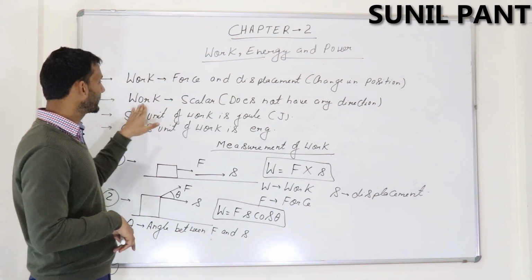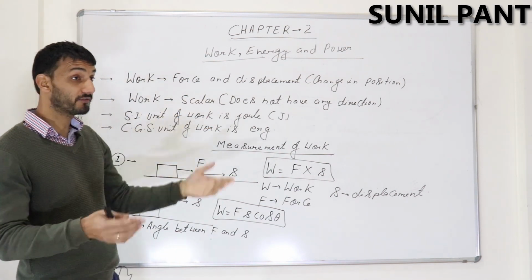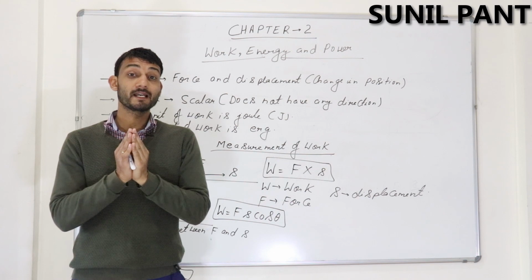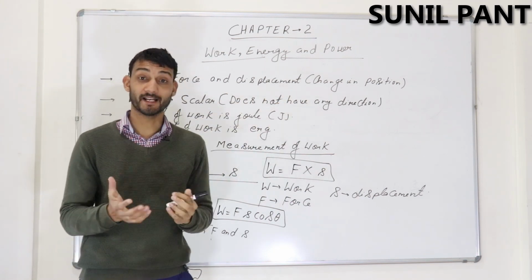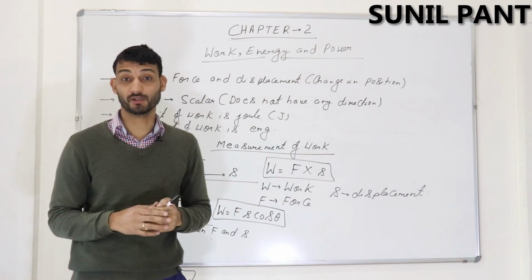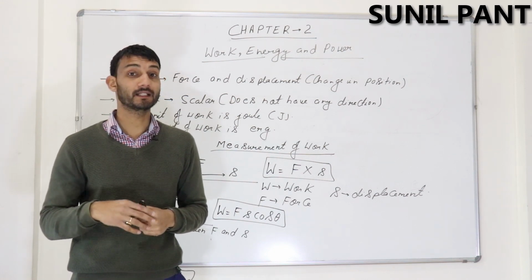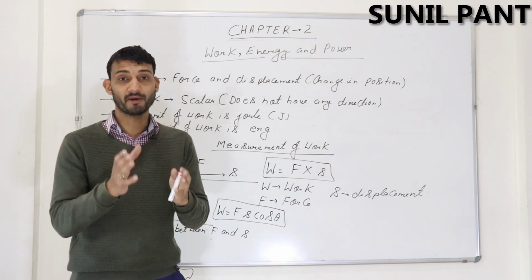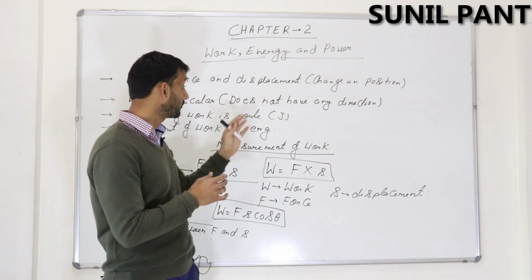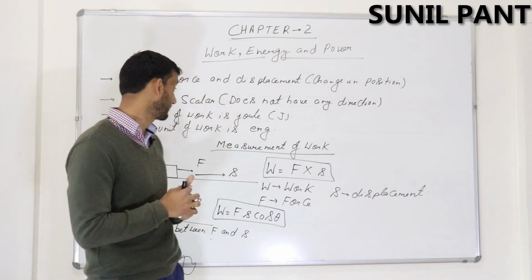Now, work is a scalar quantity. So what do we mean by scalar quantities? Scalar quantities do not have any direction. They just have magnitude. Magnitude means size. They just have a number. We can measure them and they have their magnitude, their size. They do not have any kind of direction.